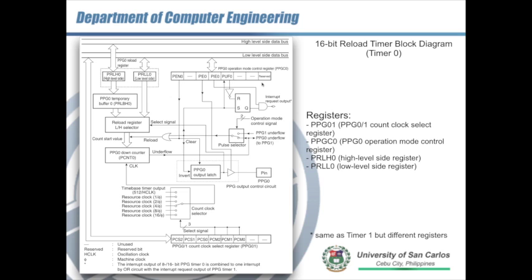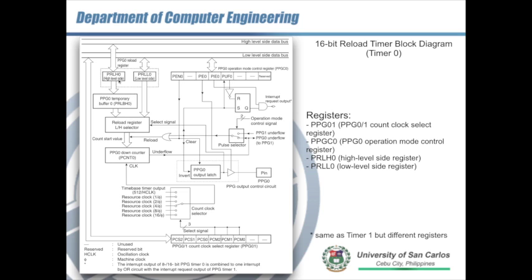So this is the block diagram of the reload timer. Since we have two 16-bit reload timers, this is timer 0. Basically, timer 1 has the same block diagram, although it might have different register names. The indication here is of course the suffix: instead of 0, it's now 1.